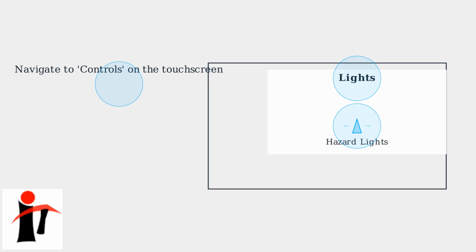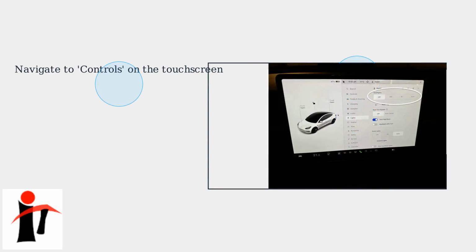This touchscreen method is particularly convenient when the physical button is less accessible. The touchscreen interface provides an intuitive way to activate hazard lights, especially useful in various driving situations.